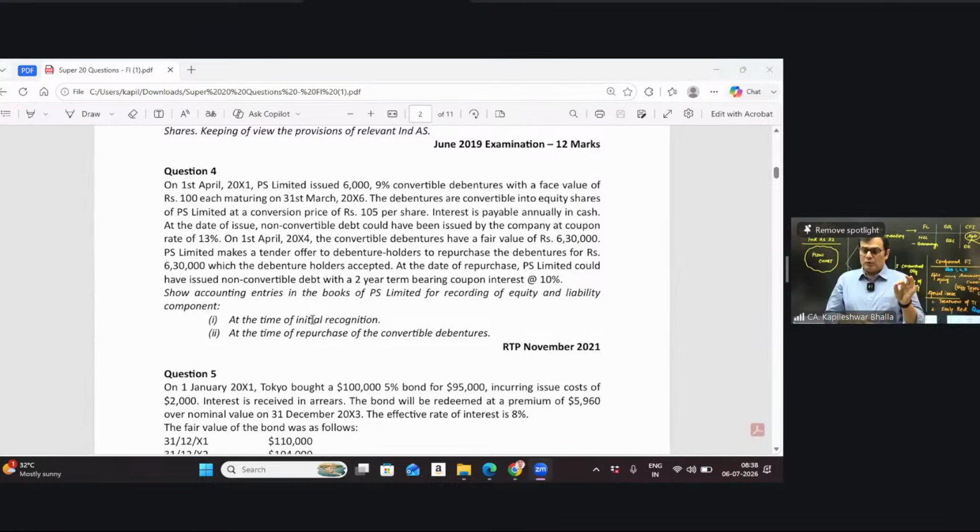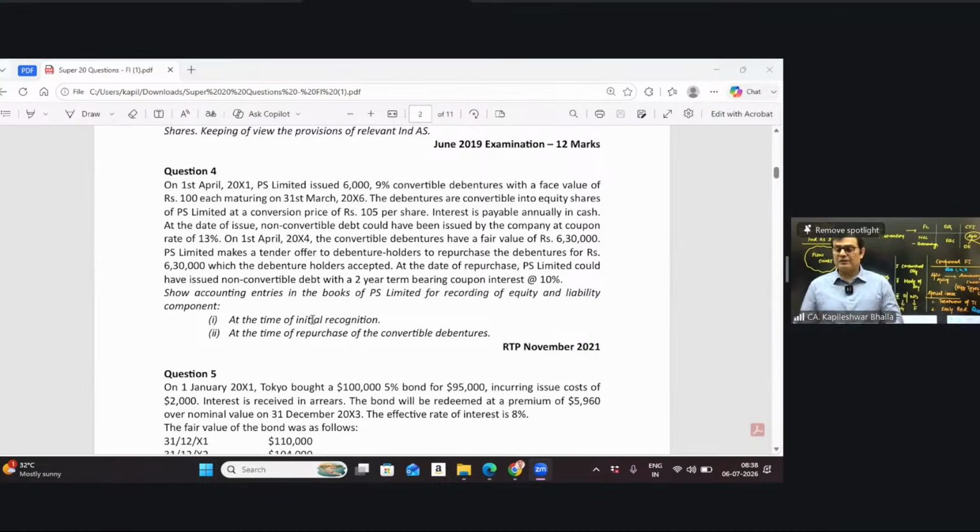It says in question number 4, on 1st April X1, PS issued 6,000 9% convertible debentures with a face value of 100 each, maturing on 31st March X6. The debentures are convertible into ordinary shares at a conversion price of 105 per share. Interest is payable annually in cash. At the date of issue, non-convertible debentures would have been issued by the company at a coupon rate of 13%.